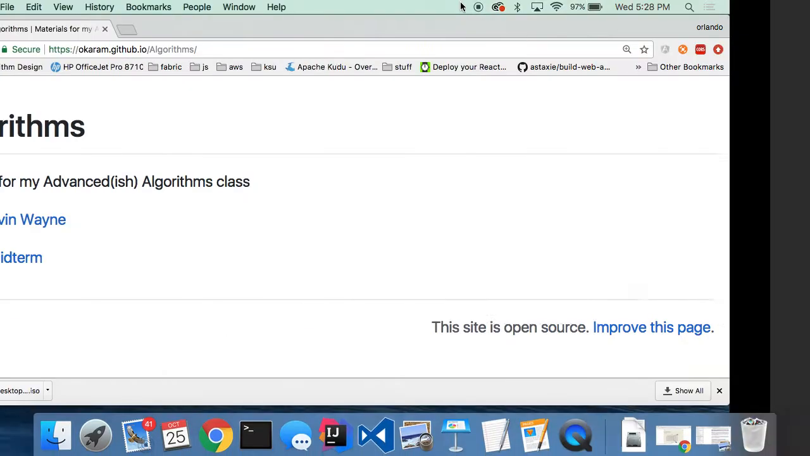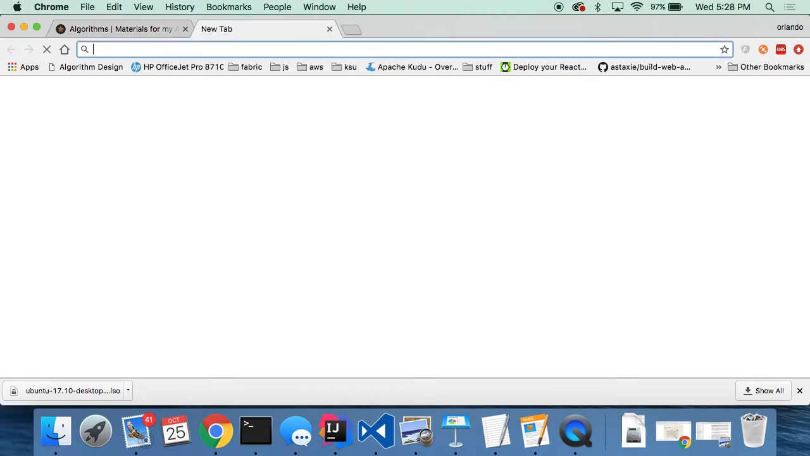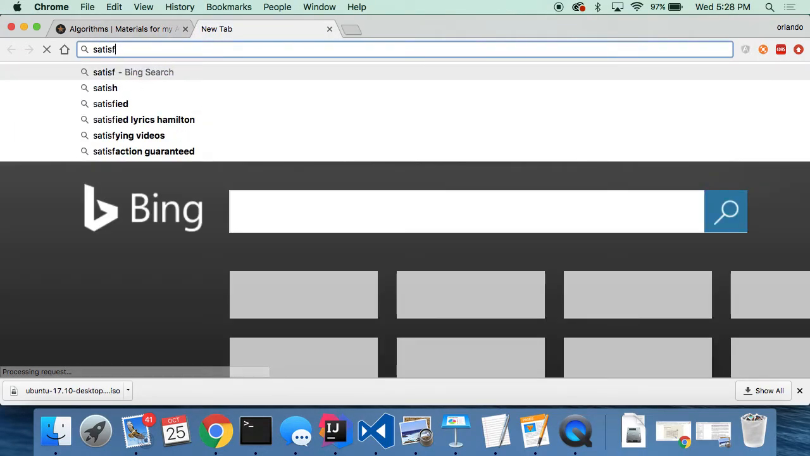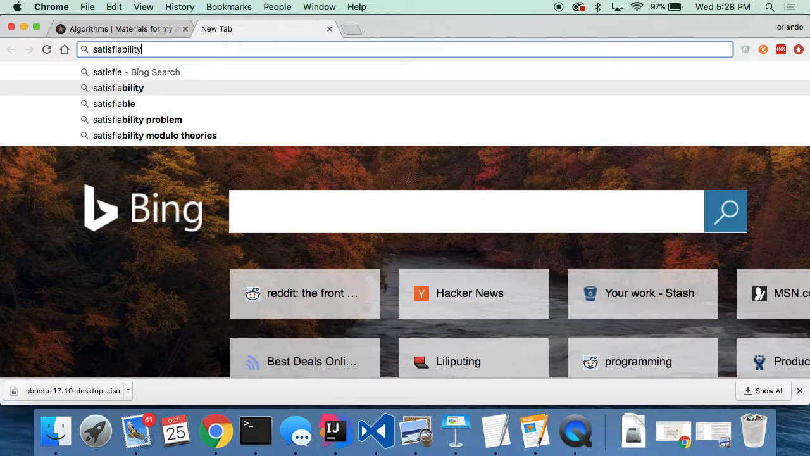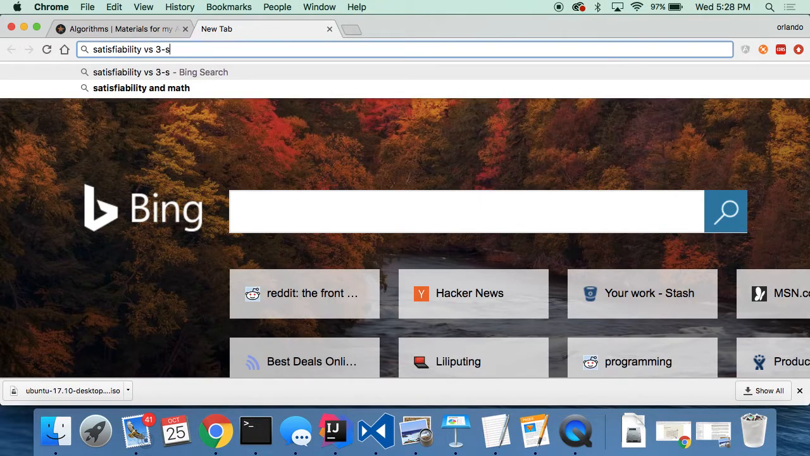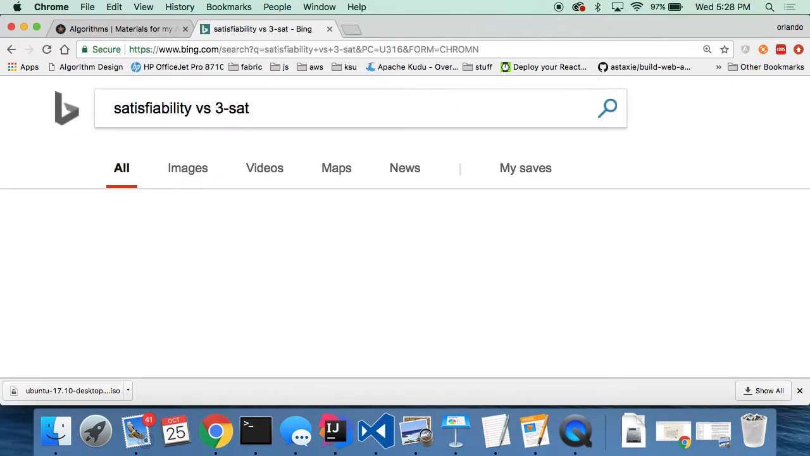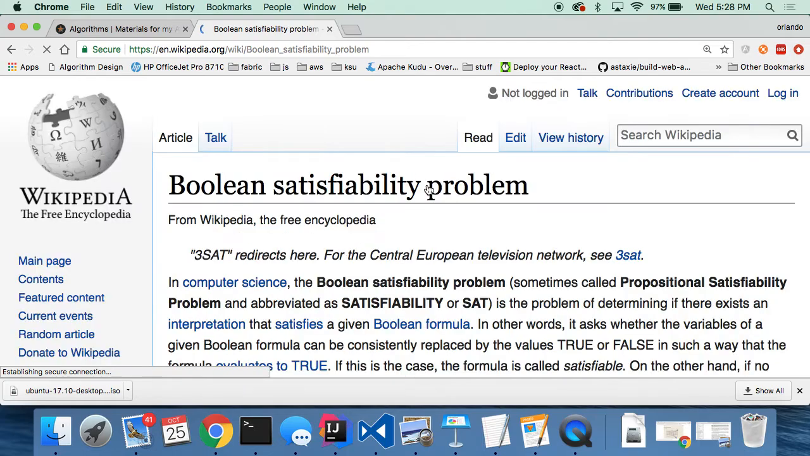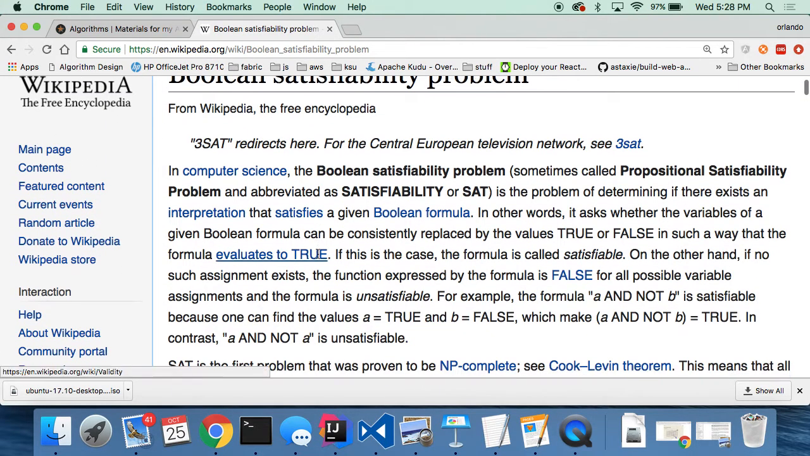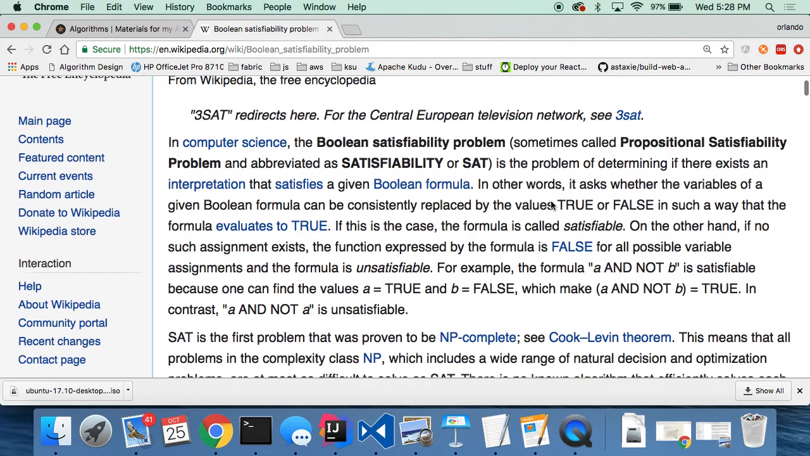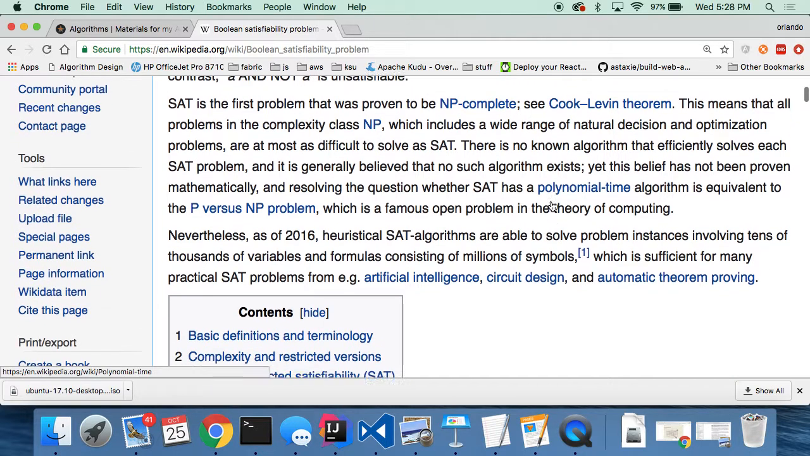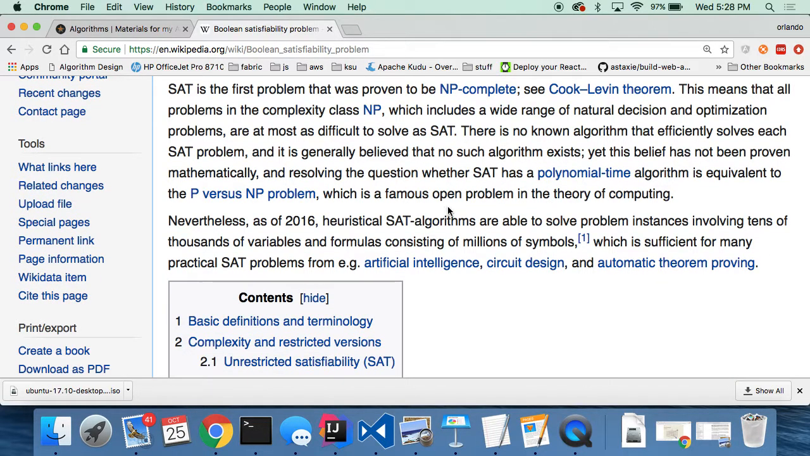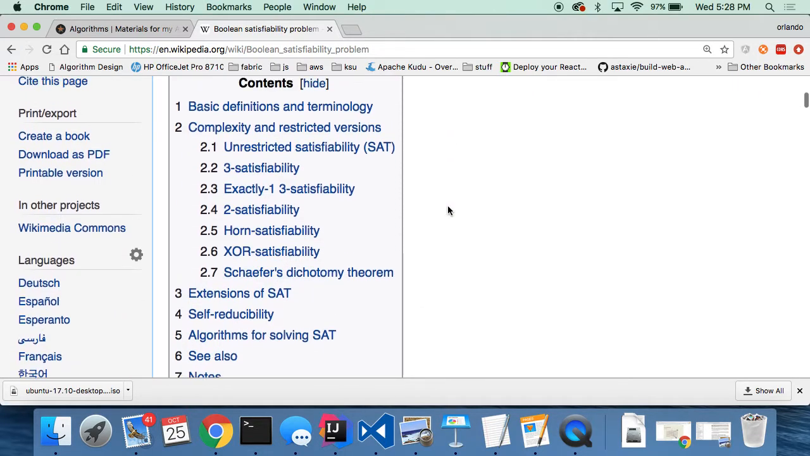We can go Google. Yeah, SAT is NP complete, so 3-SAT is also NP complete.